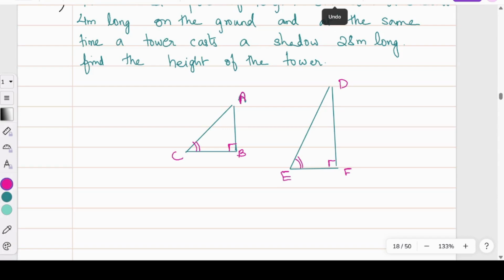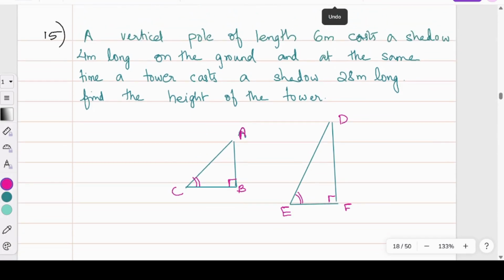Let's do the question 15. A vertical pole of length 6 meter cast a shadow 4 meter long on the ground, and at the same time a tower cast a shadow 28 meter long. Find the height of the tower.